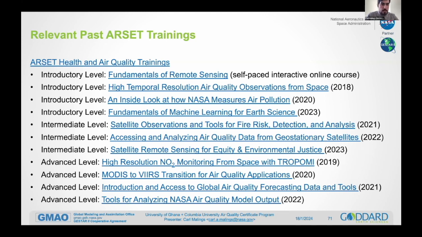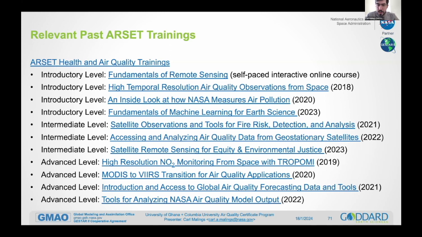Moving on from there, there's a couple other introductory level courses which talk broadly about measuring air pollution from space or applying machine learning concepts to earth science. That was a very popular recent course. There's also more intermediate level courses, which go into more specific detail about different types of instruments. For example, there's one on use of satellites for fire risk detection and analysis.